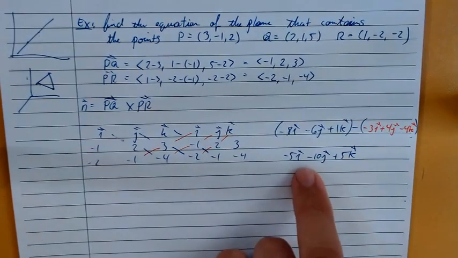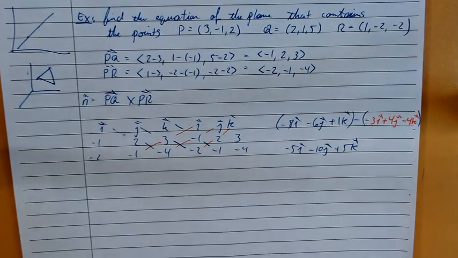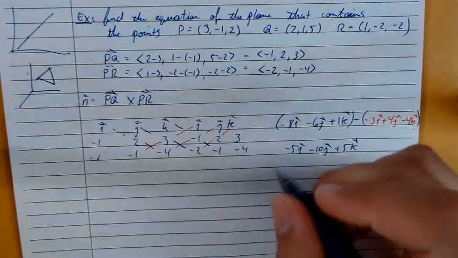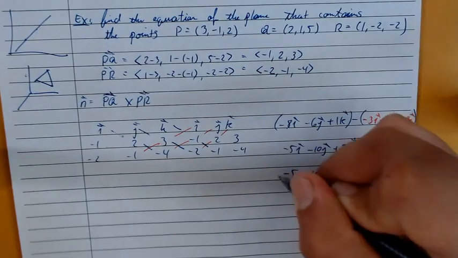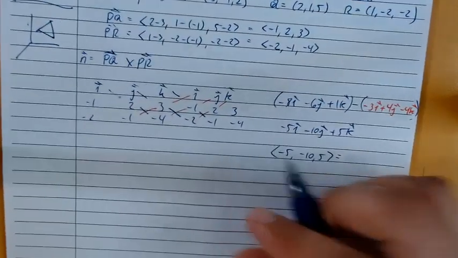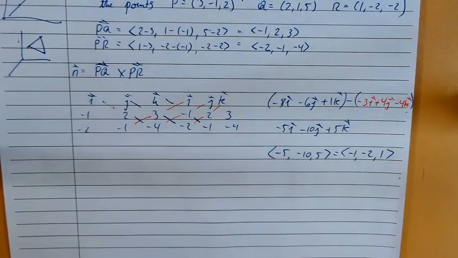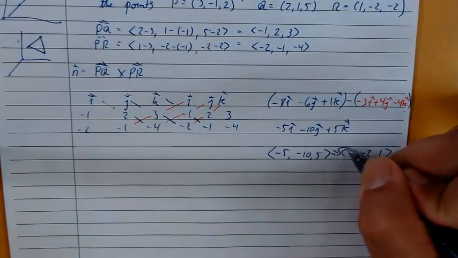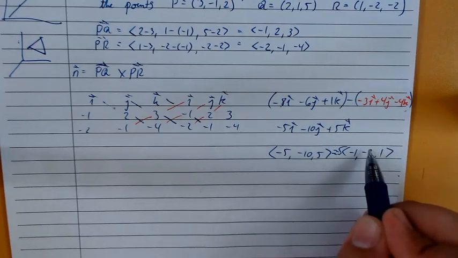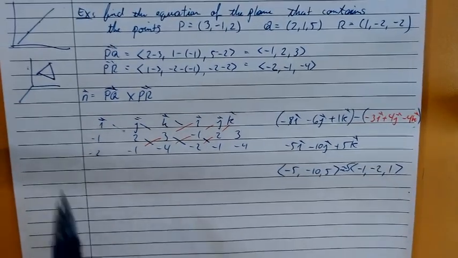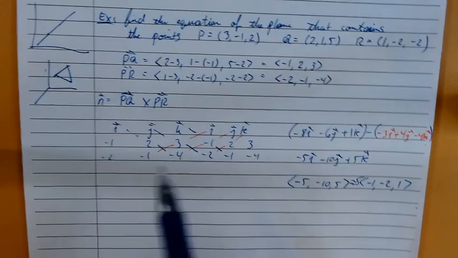Now, some people like to factor out any common factors. You don't have to do this. However, here, my normal vector is negative 5, negative 10, and positive 5. However, notice that that is parallel to negative 1, negative 2, positive 1. Times 5, like that. So because this is simply a scalar multiple of this one, these two are in the same direction. And remember, we don't actually care about what the vector is in terms of its magnitude. We don't care if it's scaled up or down. We just want the direction.